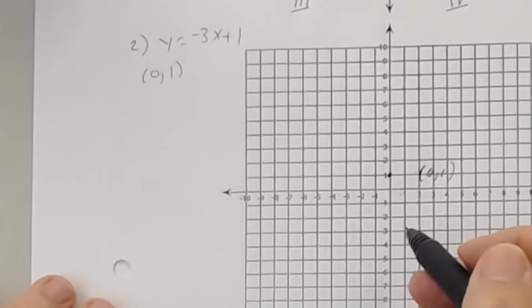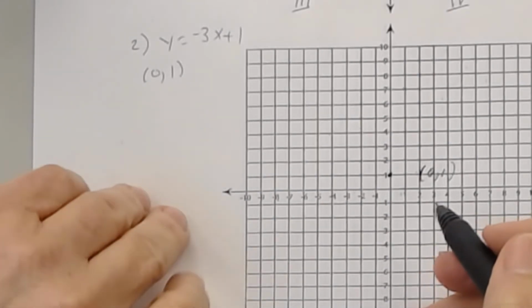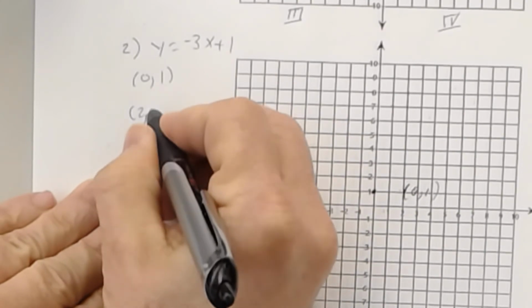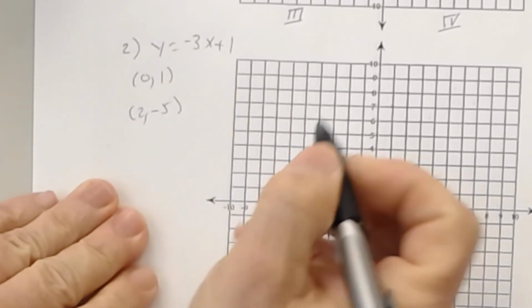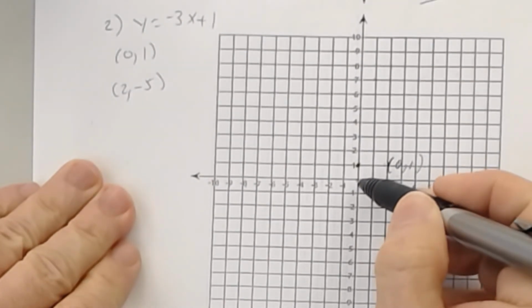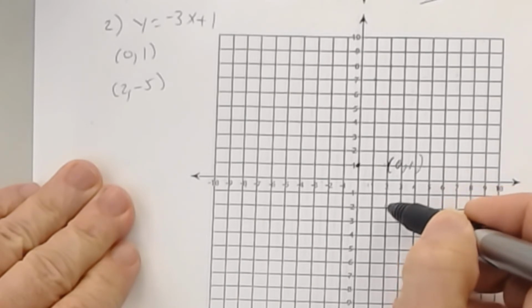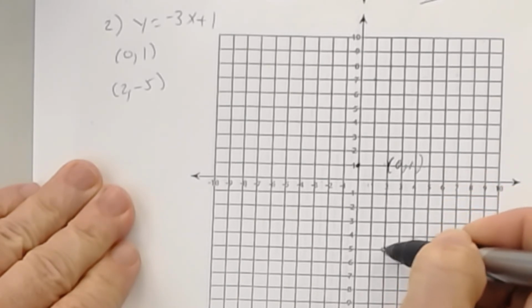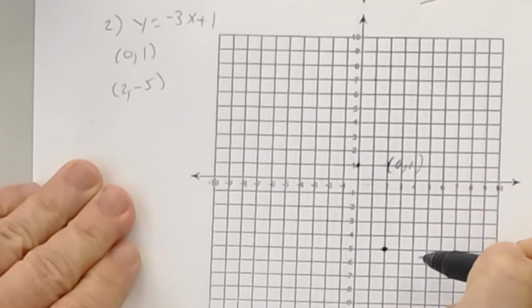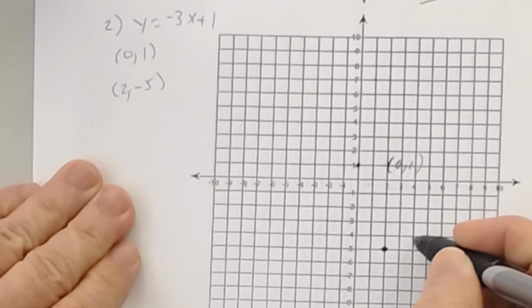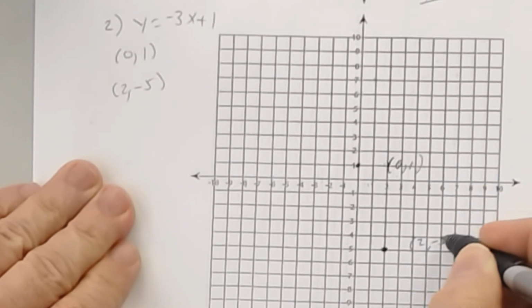The other ordered pair is what? What was it? (2, negative 5), okay? So let's plot the point (2, negative 5). So I go from the origin, I go which way? Right. To the right 2, and then what? Down. Down 5. 1, 2, 3, 4, 5. That's right here. If it says label, what else do I need to say? (2, negative 5) in parentheses.